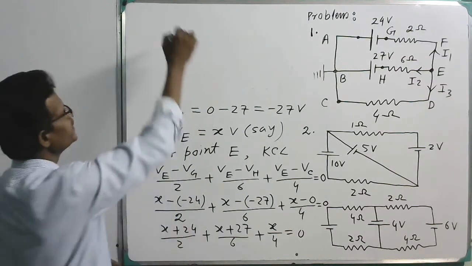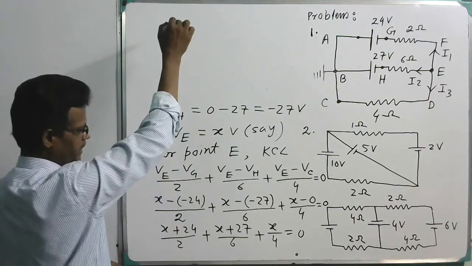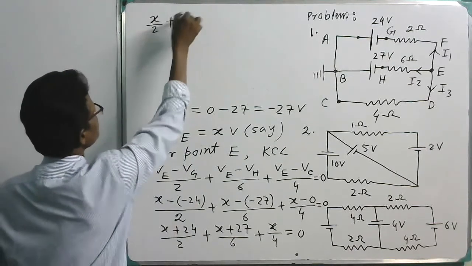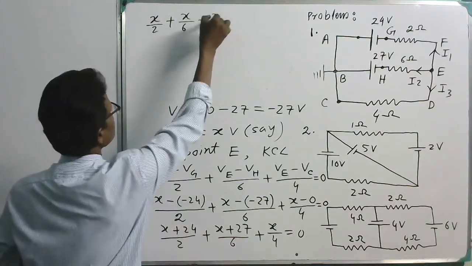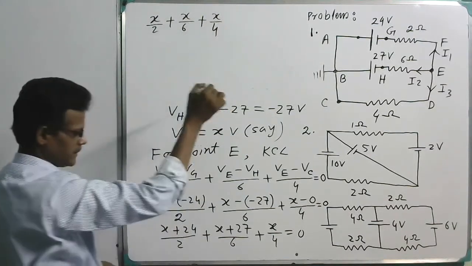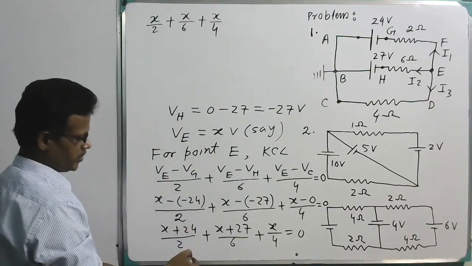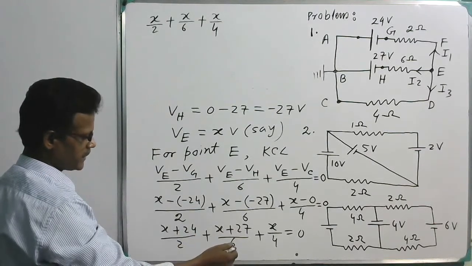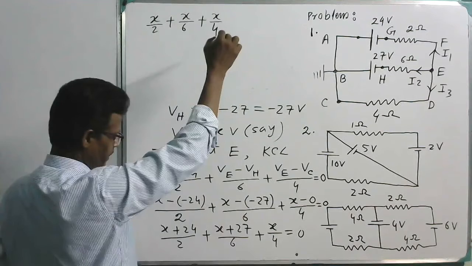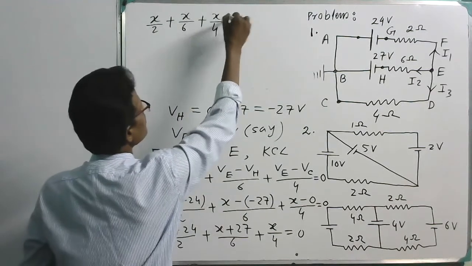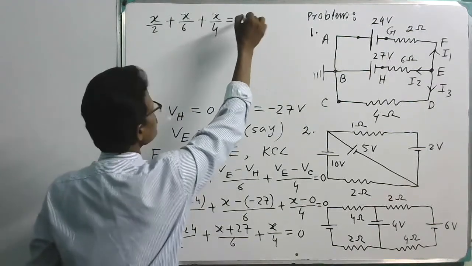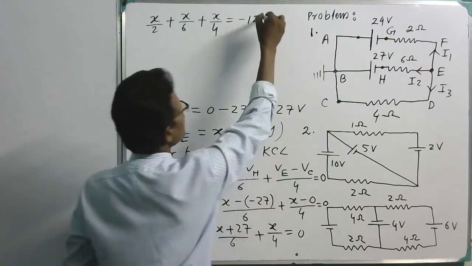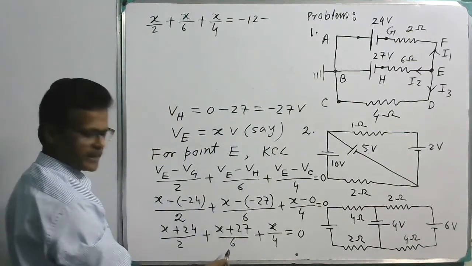So this is x/2 + x/6 + x/4, then 24/2, this is 12, 27/6. It is a part of the solution. So this is minus 12, and this is minus 27/6.